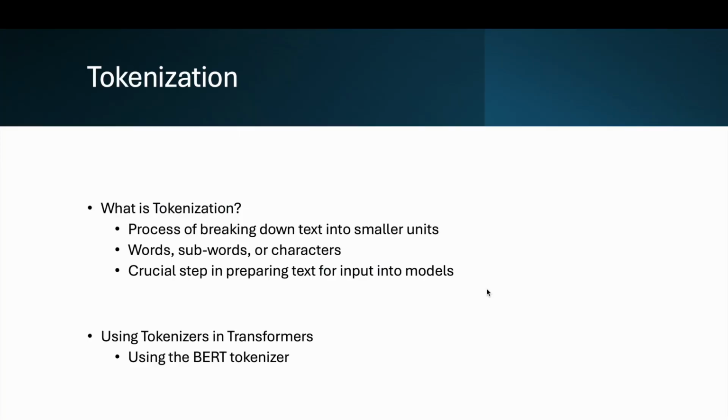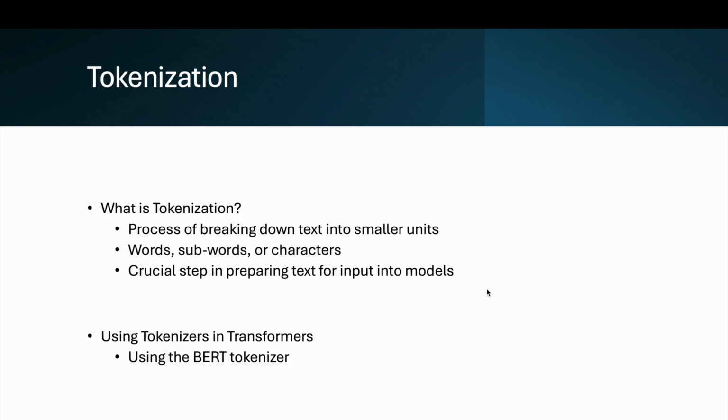So, to start off with, what is tokenization? Tokenization is the process of breaking down text into smaller units called tokens. These tokens can be words, subwords, or characters. Tokenization is a crucial step in preparing text for input into models, as it helps in converting raw text into a format that models can understand. Now, how do we use tokenization in transformers? The transformers library provides various tokenizers corresponding to different model architectures. Let's look at one of the uses of tokenizers, which is using the BERT tokenizer.